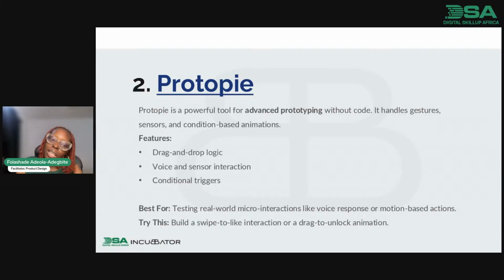They have voice sensor interactions. They also have conditional triggers. And this is best for testing real-world micro interactions like voice response or motion-based actions. Build a swipe to like interaction or drag to unlock animation.